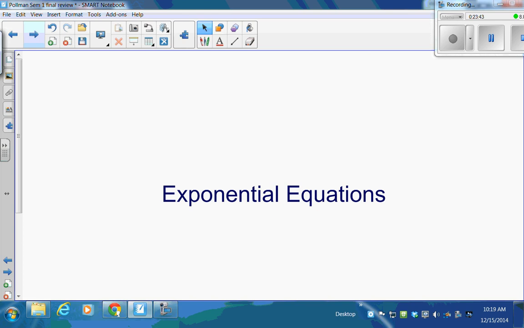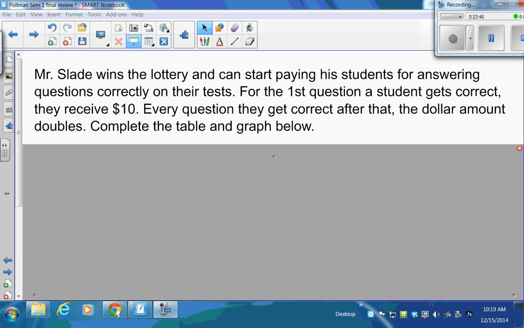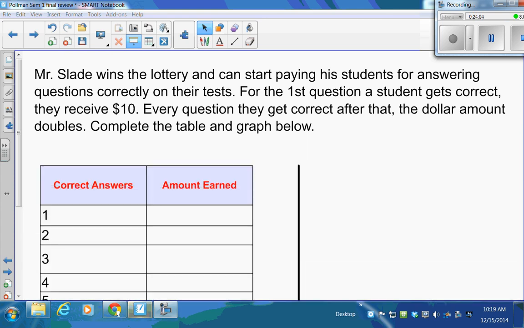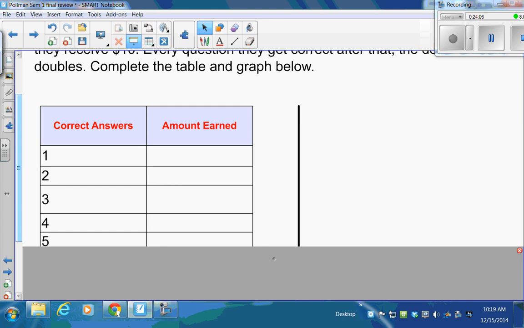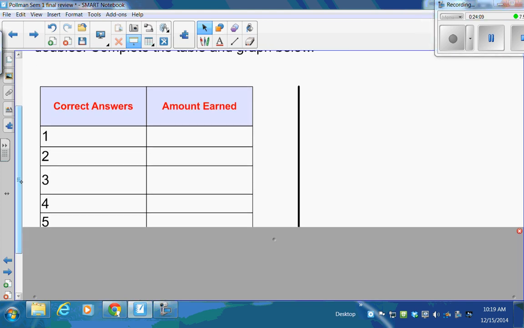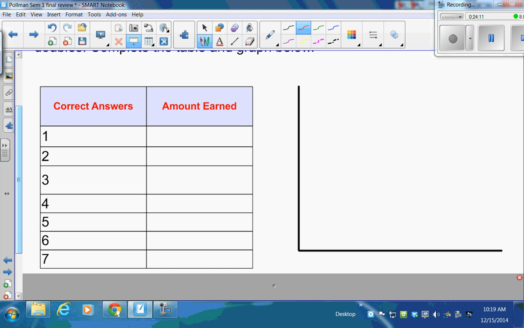Exponential equations, then we are done with this review. Again, in my class, you have done this one before, and it will be on the test again. It was off your last quiz, which was like 2 days ago. So, Mr. Slade wins the lottery, and he can start paying his students to answer questions correctly on their test. The first one they get right, they get $10. The second one they get right, it doubles up to 20. So it starts at 10, doubles to 20, and it keeps doubling.